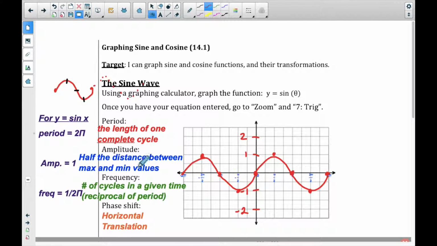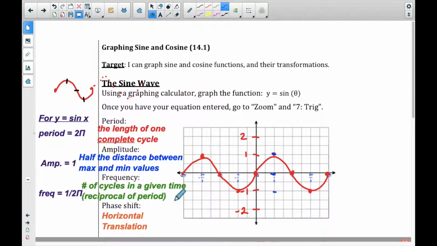All right, the amplitude was half the distance between the max and the min values. So your maximum value is up here at +1. Your minimum value is down here at -1. So halfway in between there, that just means it has a height of 1. That's the highest it goes, and the lowest it goes is -1. And so that is the amplitude.